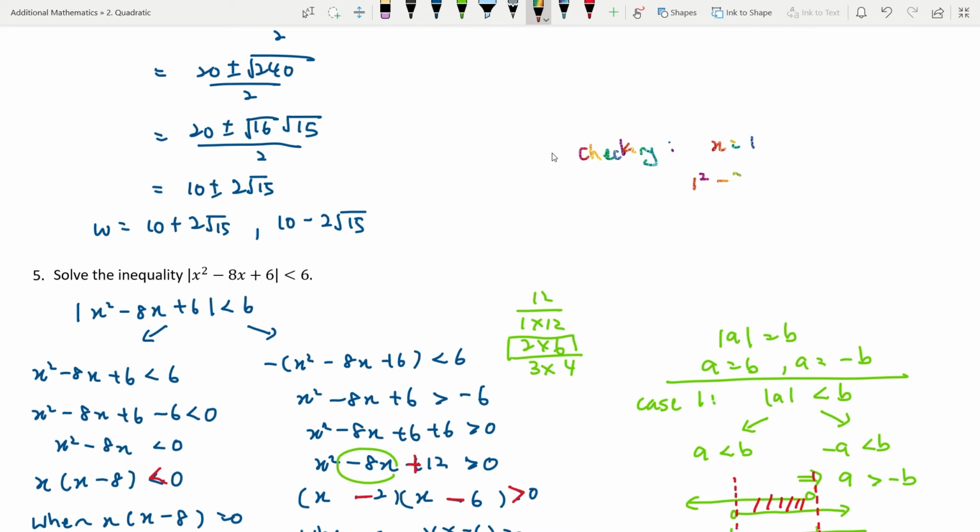Modulus of 1 squared minus 8 times 1 plus 6 is equal to modulus of 1 minus 8 plus 6, which is modulus of negative 1, which is 1. And 1 is less than 6. So, correct.